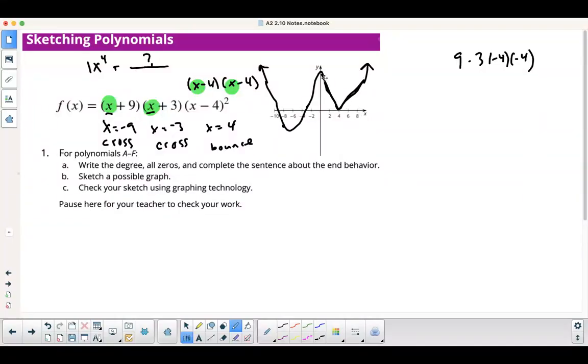Now this has to be kind of curved. Mine looks a little sloppy there, but that's a rough sketch of the graph, okay? And you know your y-intercept's up here at 432 because I multiplied the constants. Just don't forget this, when it's -4 squared, you really have two -4s there.